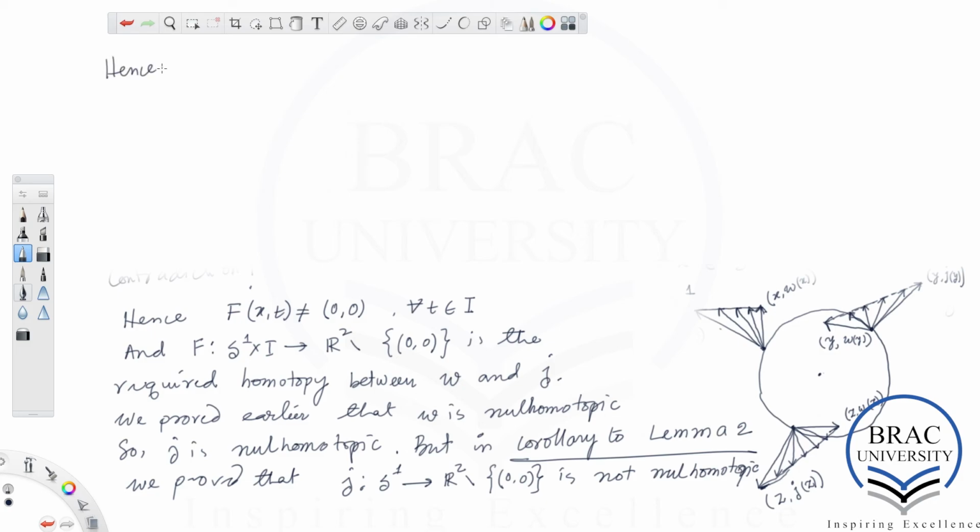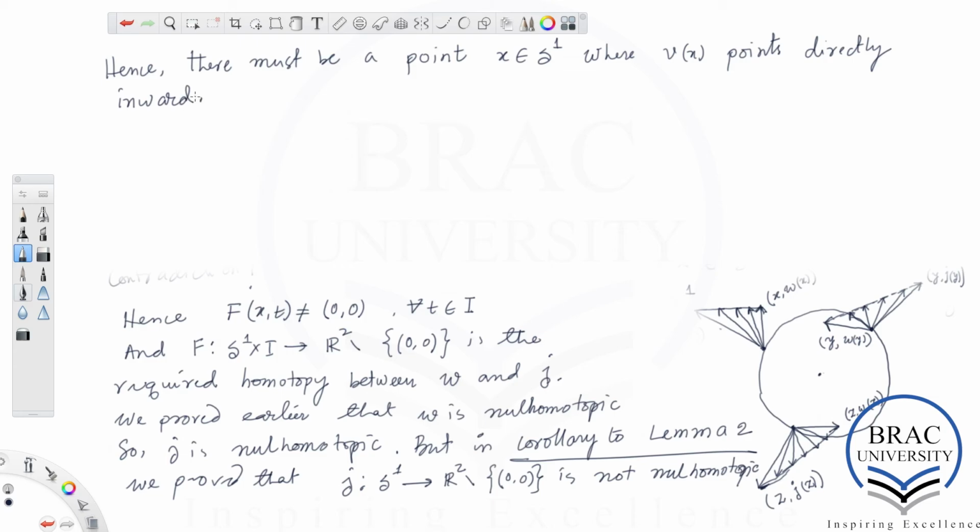Hence, there must be a point x in S1 where v of x points directly inward.